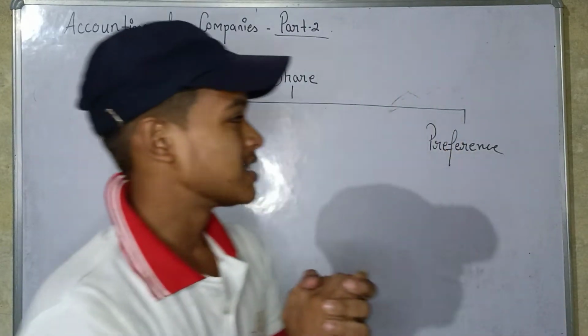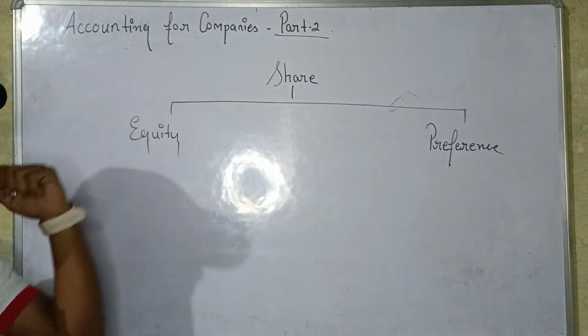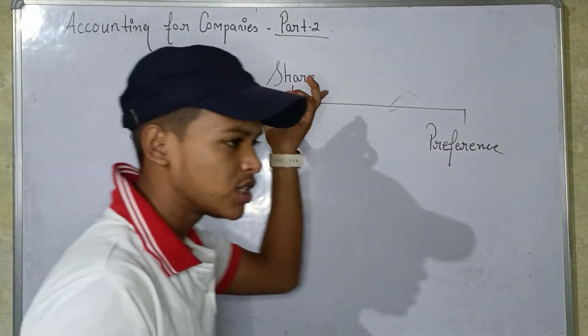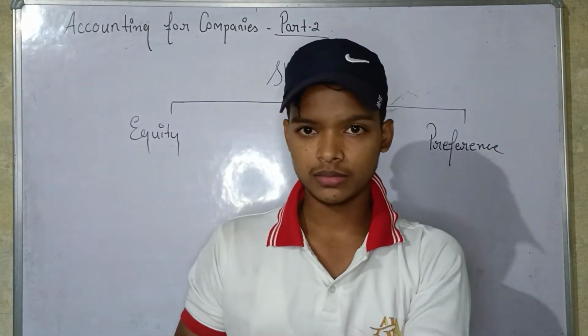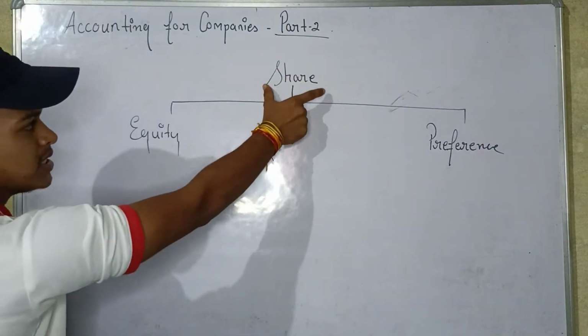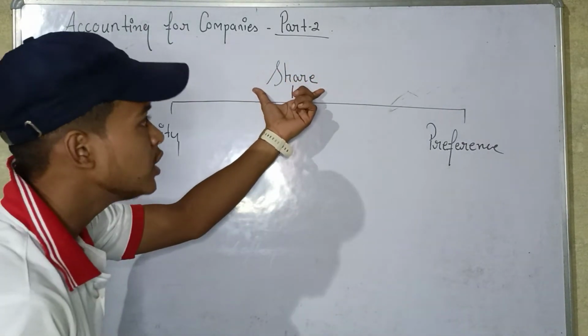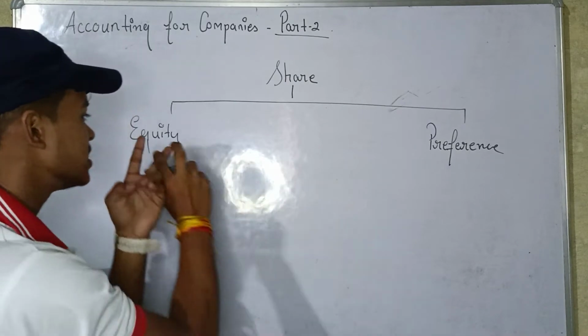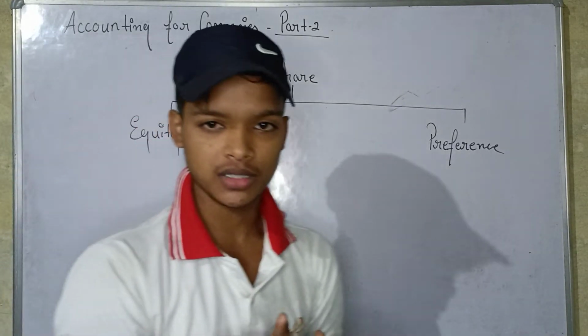Okay, let's begin. What is a share? Firstly, a share is the smallest unit of your share capital. This is a share. A company issues two types of shares. First is equity and second is preference share.